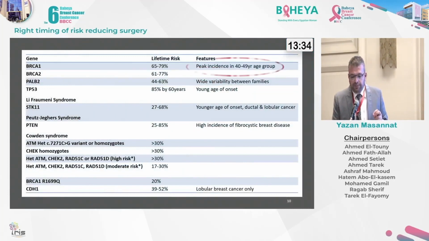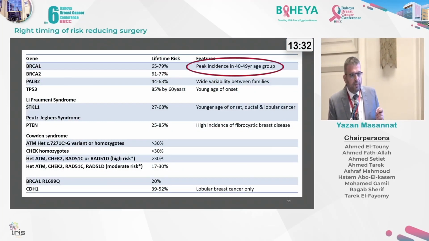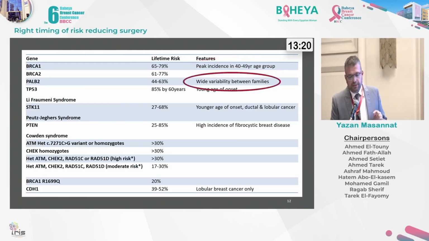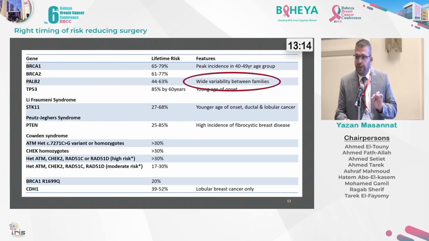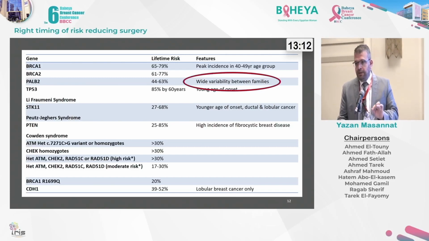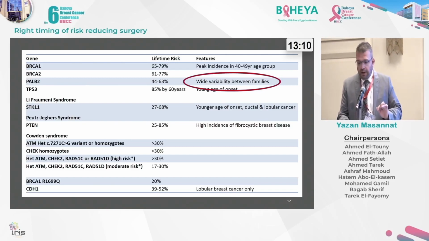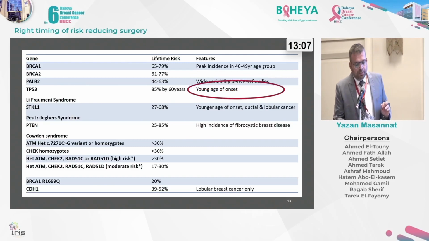And if you look at the different genes, BRCA1 and BRCA2 are the known ones, and the peak incidence is mainly in the 40s, 50s, with nearly 60-70% lifetime risk, and that's a key thing. Remember, it's a lifetime risk of getting cancer. PALB2, we know a bit more about it now. The risk is variable, and it does vary between families. Some families, the risk is 60-70%, some families it's lower. And TP53 for Li-Fraumeni at a younger age.